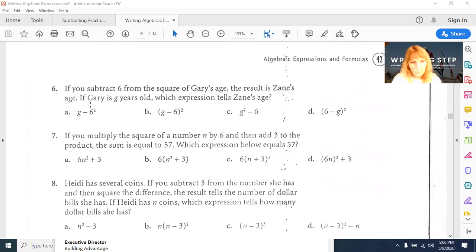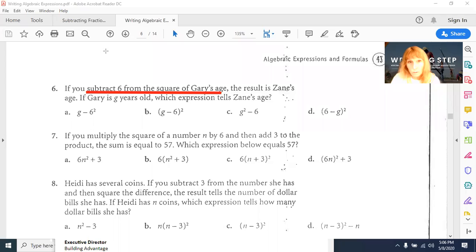Up here one more. Okay, it says if you subtract 6 from the square of Gary's age, the result is Zane's age. If Gary is G years old, which expression tells Zane's age? We know that some kind of expression is going to end up being Zane's age. And the expression we're going to be using is subtracting 6 from the square of Gary's age.